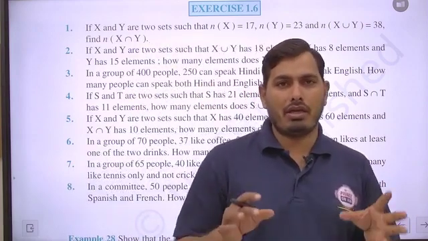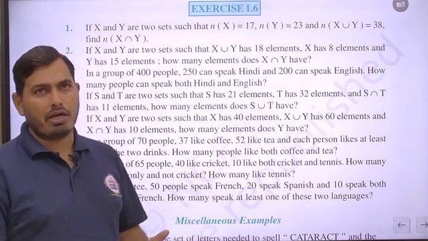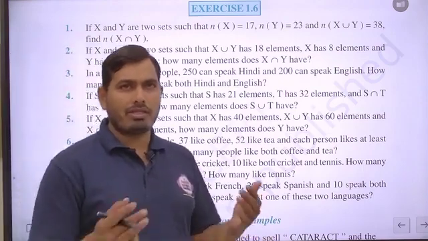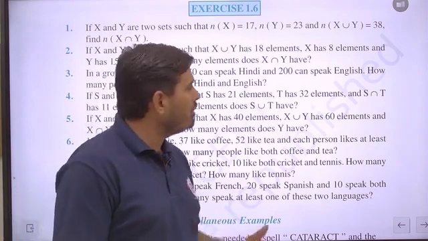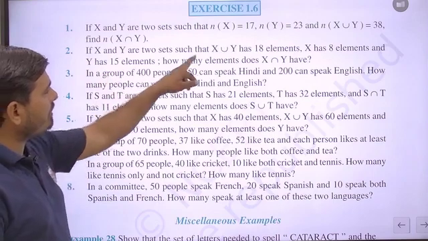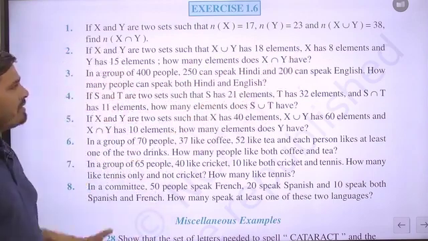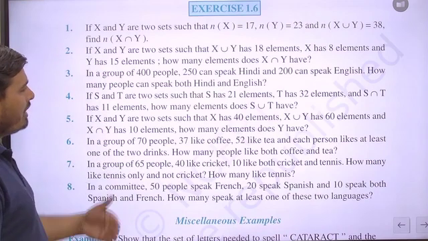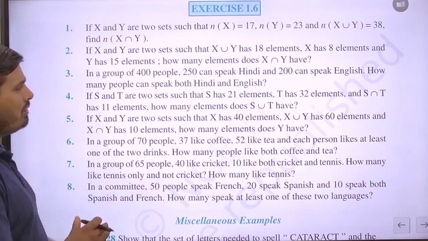So easily students, you can again use the basic formula related to x union y, as we used this formula in question number 1 also. So according to the formula, what is given? x union y has 18 elements, x has 8 elements, and y has 15 elements. Is it clear? And we have to calculate how many elements x intersection y has.